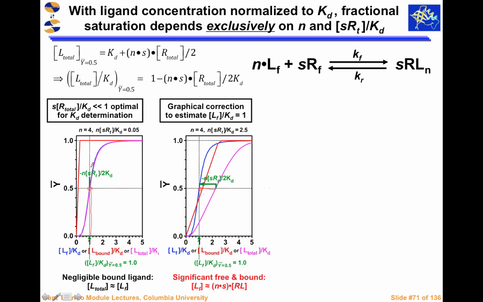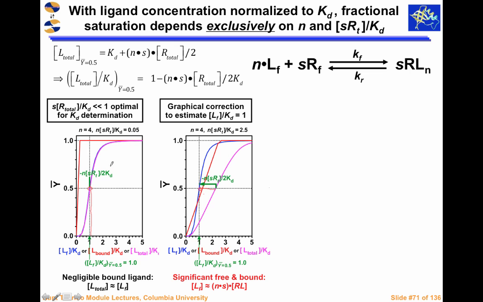We can take the Y bar versus L free curve and the Y bar versus L bound curve and sum them together. But in this case, there's so little, right? What does this mean? This means that there's very little bound ligand. The receptor concentration is small, so even at full saturation, there's just very little bound ligand. You still have a linear relationship between L bound and fractional saturation, but that's just a very small amount.